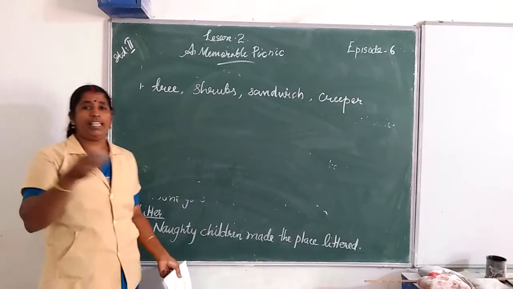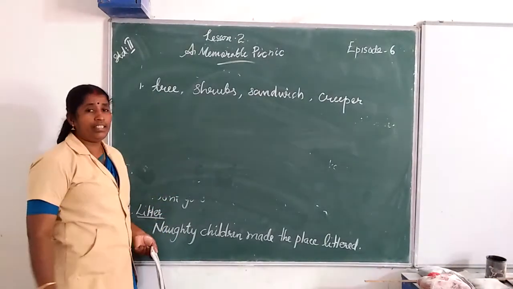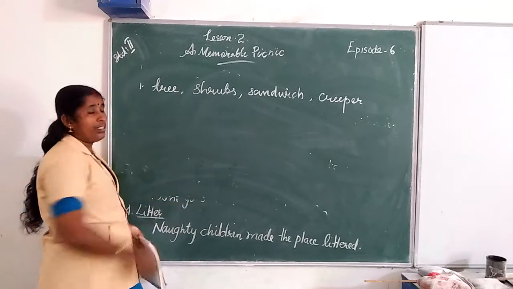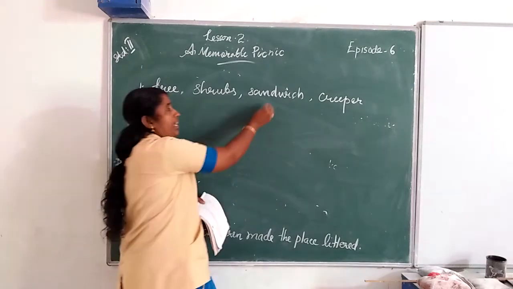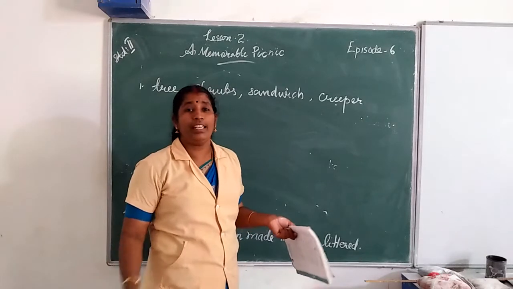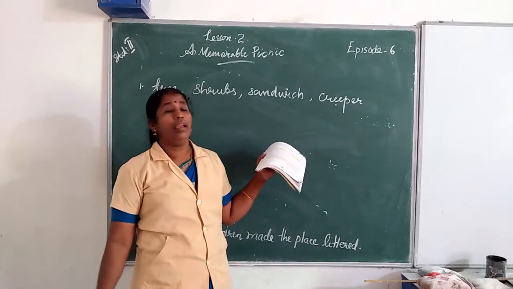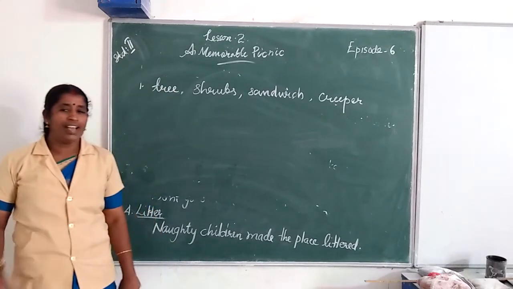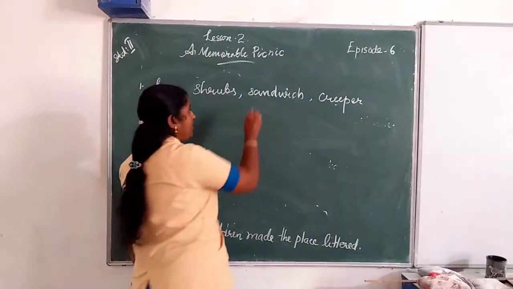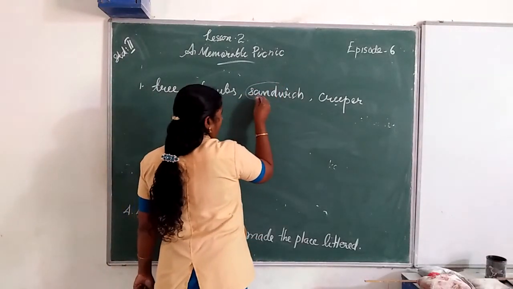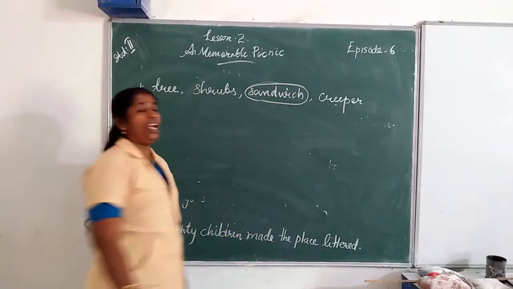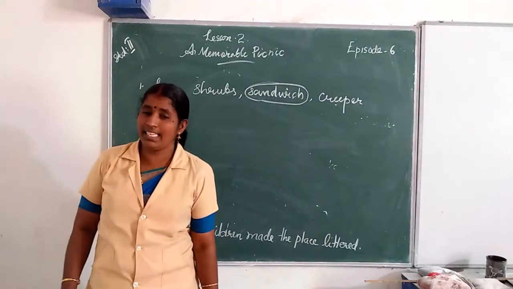Yes. First let us take the meaning. Tree, it is a plant. Shrubs, it is also a plant. Sandwich, it is a food item. Creeper, also a division of plant. Then which is the odd one? Yes, say louder. Sandwich. Circle the odd one. You draw a circle around the odd word. Sandwich. Okay, is it clear?